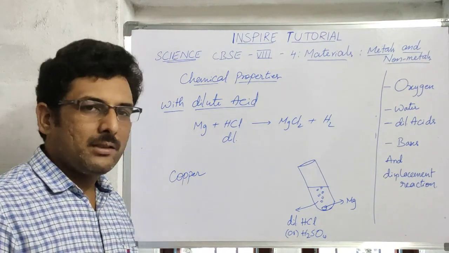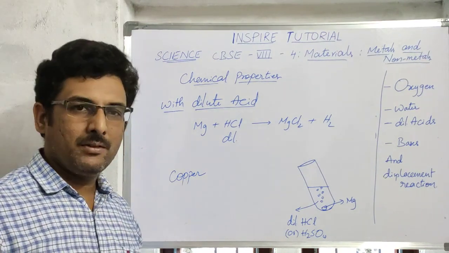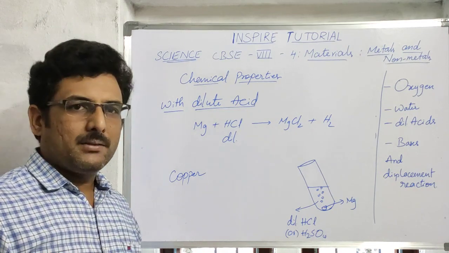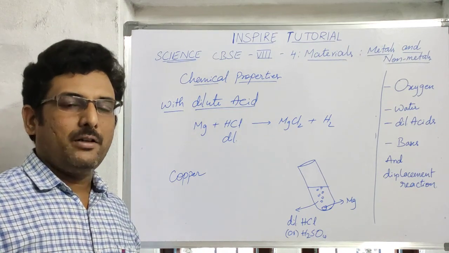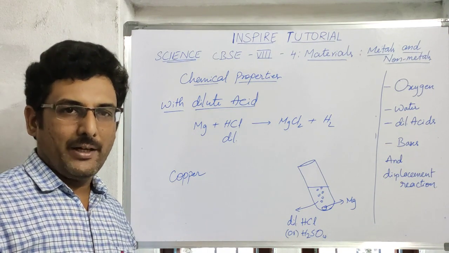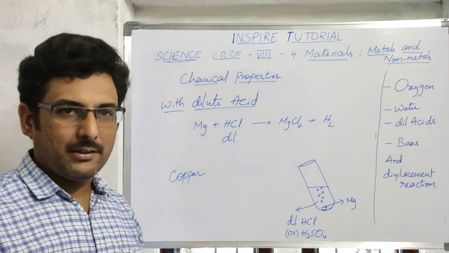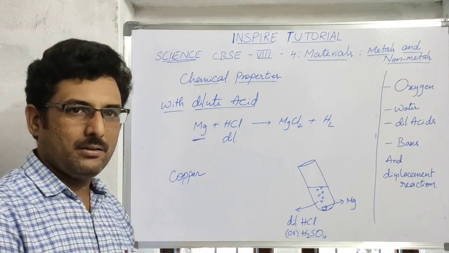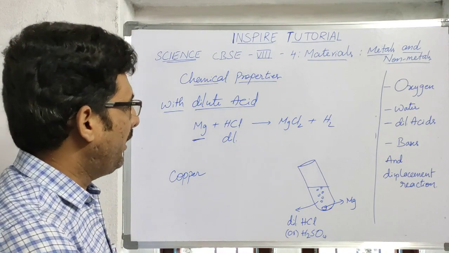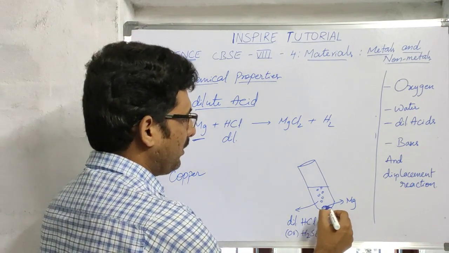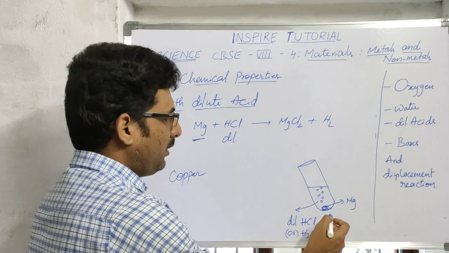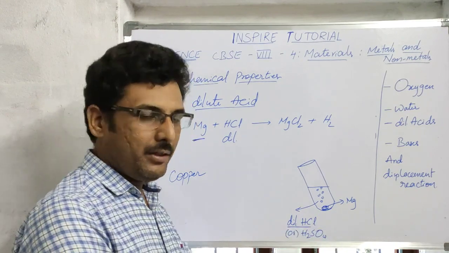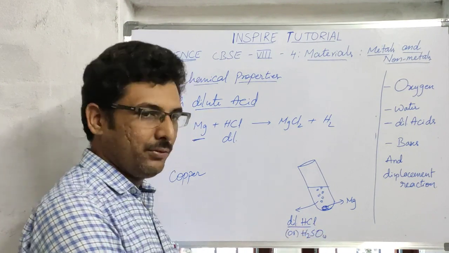Let us see how to distinguish metals and non-metals using dilute acid. So here metals can react with dilute acid, but non-metals cannot react with dilute acid. So you can test like this. You take a magnesium wire, or a piece of magnesium ribbon, put it in a test tube, and then add a dilute acid. It can be dilute hydrochloric acid or dilute sulfuric acid.